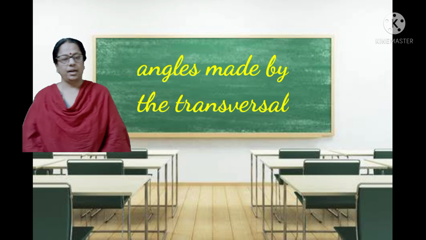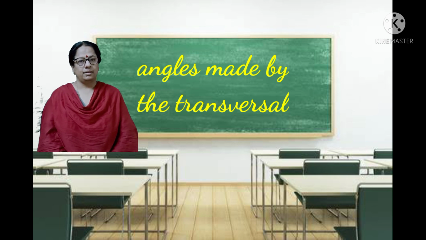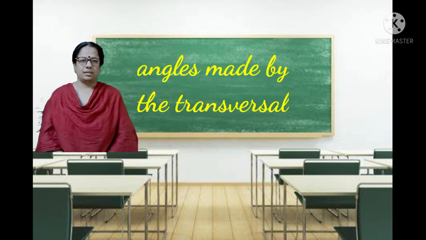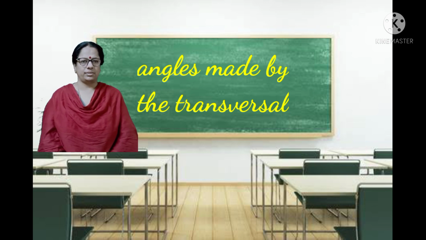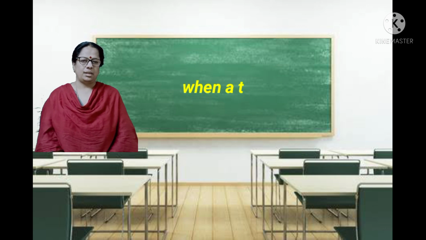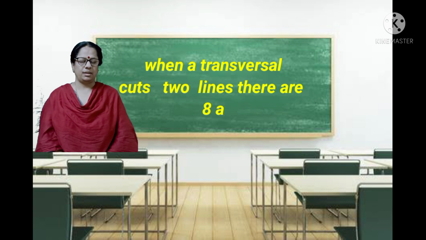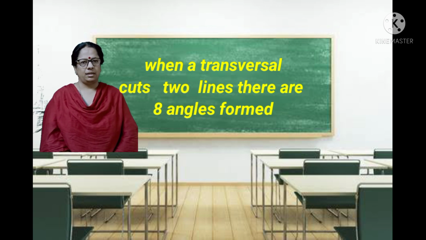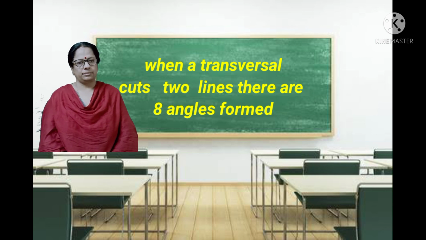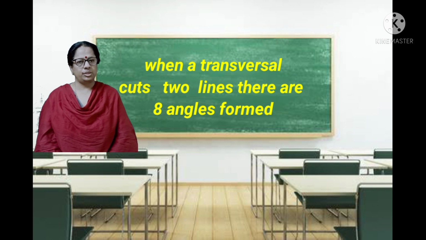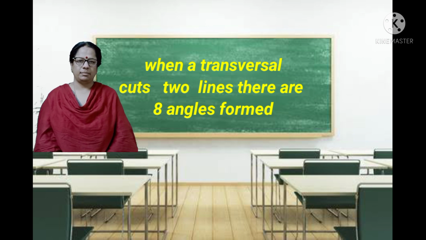And another topic in this chapter is angles made by the transversal. That is, a transversal intersects two parallel lines at different points. We can see 8 angles there, and we will study the properties of each angle made by the transversal when it intersects a pair of parallel lines.